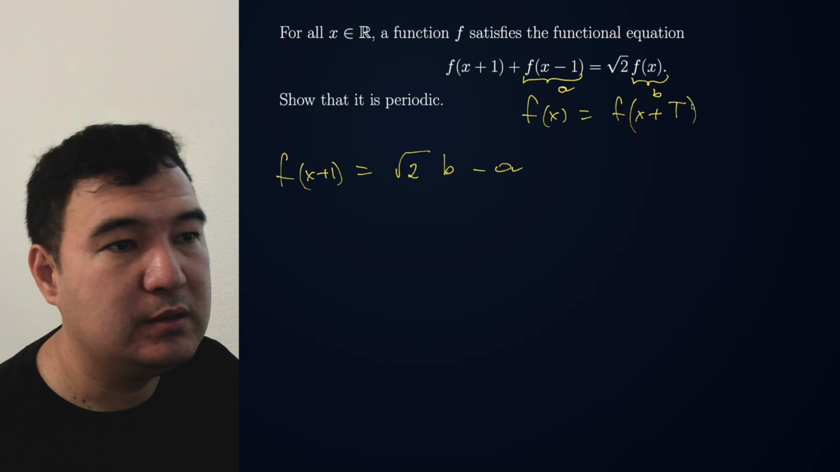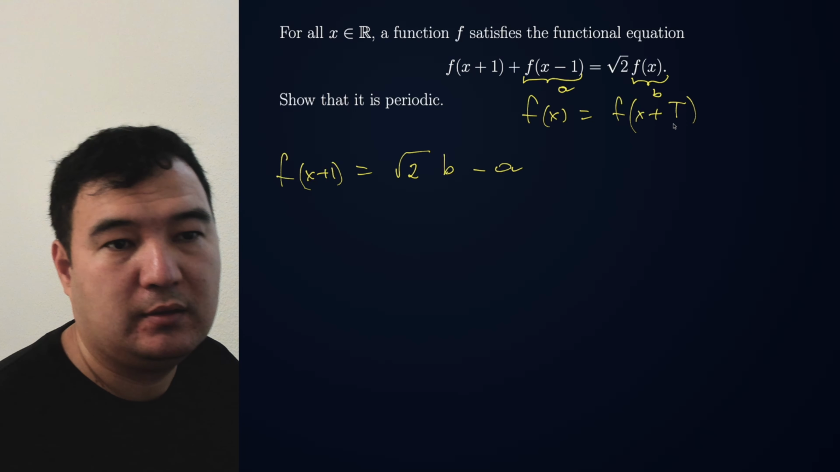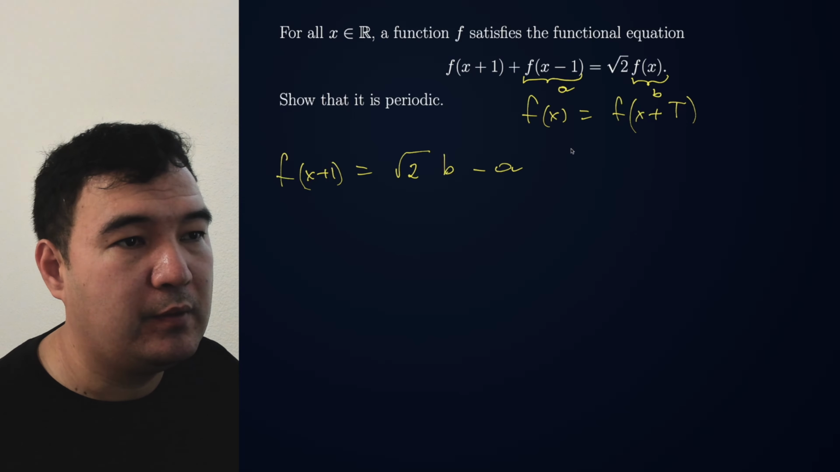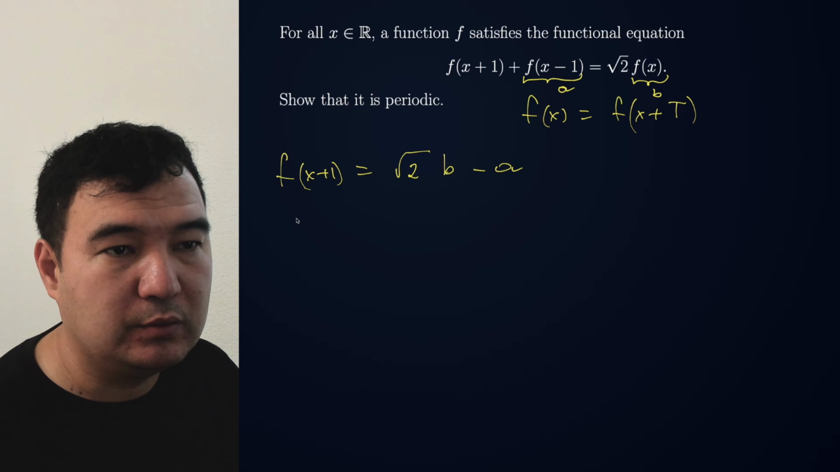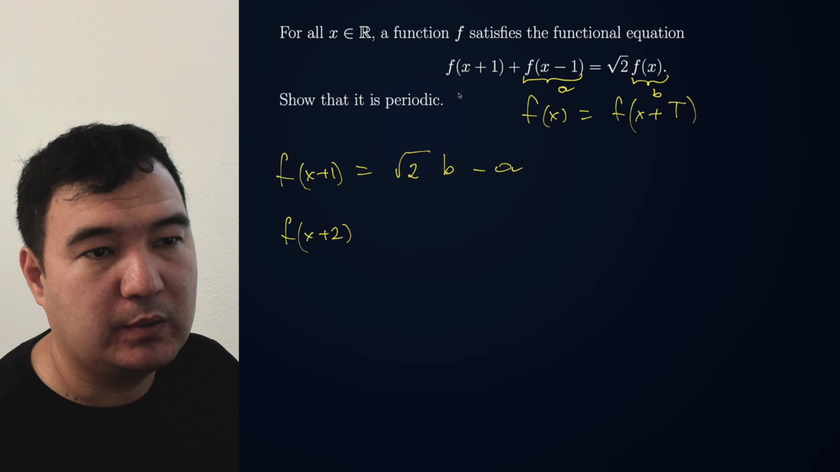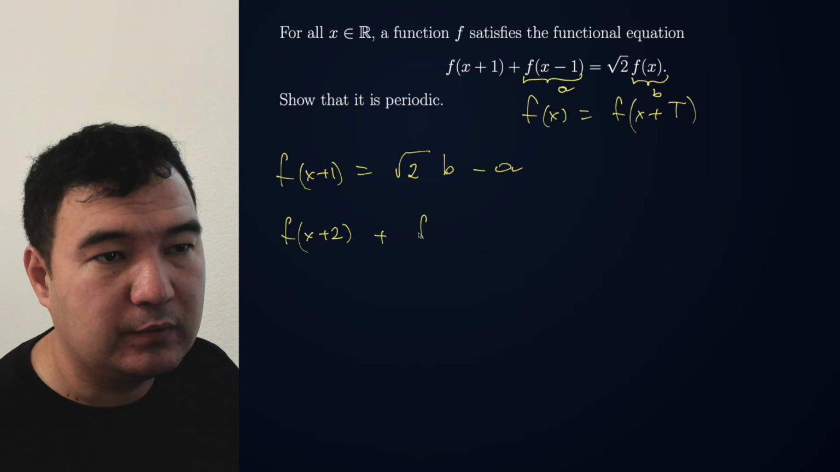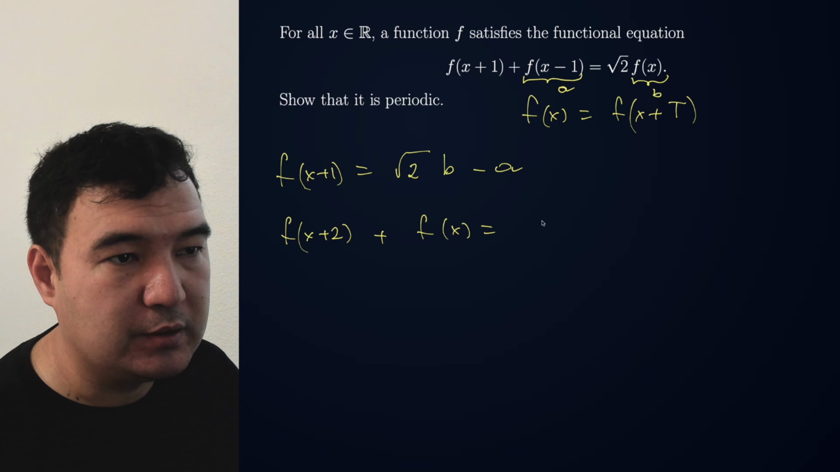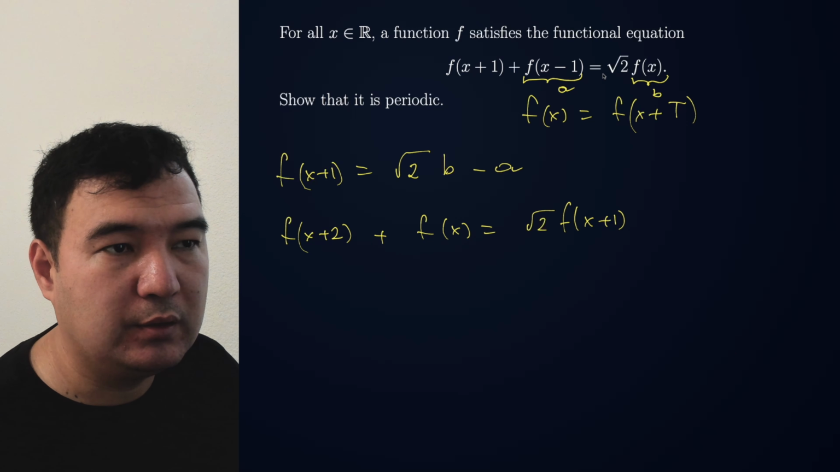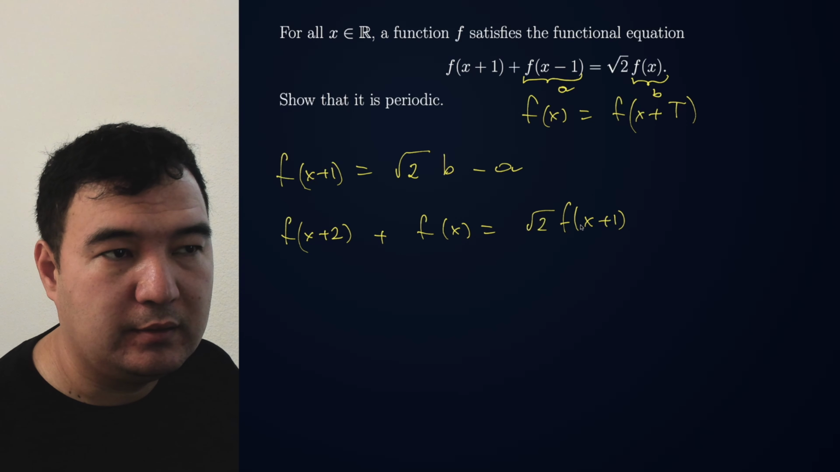Since we want to find f of x plus something, let's evaluate a couple of values of f of x plus something. Let's try f of x plus 2. What's f of x plus 2? If I replace x with x plus 1, the same expression holds for this kind of equation, for all x. It's like I increase all the arguments by 1. So we get the following equation.